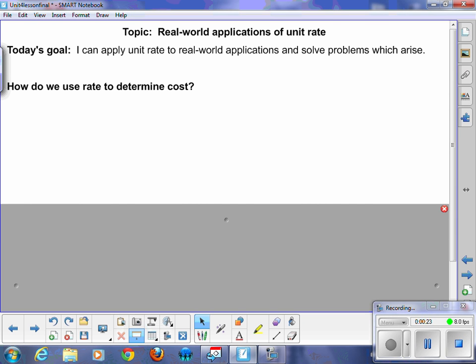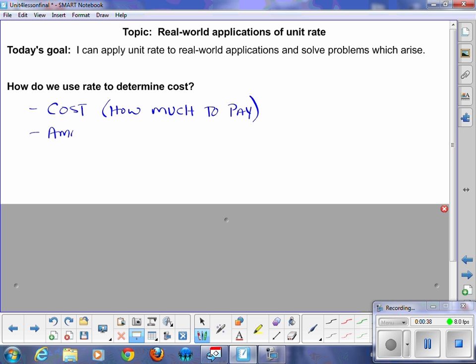How do we use rate to determine cost? So they're all linked together. We have cost, which is how much you have to pay. We have the amount, how much you want. And your unit rate, and that's the cost per item.